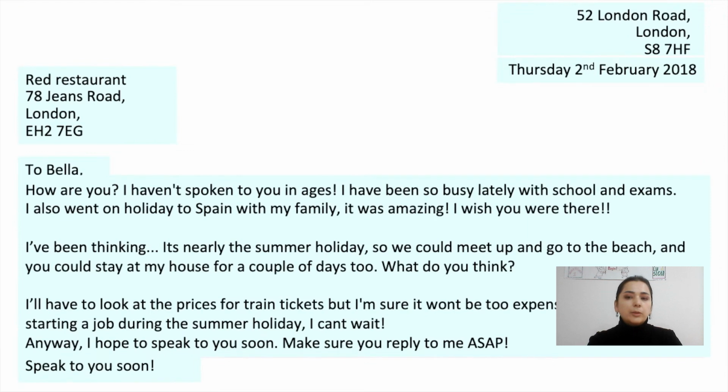So, there is an example of an informal letter as mentioned. In the right hand corner is the sender's address followed by the date, and then on the left is the recipient address. To Bella. How are you? I haven't spoken to you in ages. I have been so busy lately with school and exams. I also went on holiday to Spain with my family. It was amazing. I wish you were there. I have been thinking it's nearly the summer holiday, so we could meet up and go to the beach. And you could stay at my house for a couple of days too.